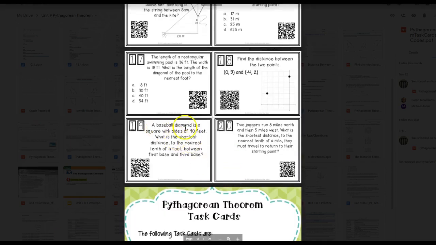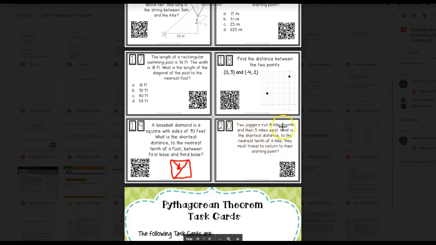Number 19, a baseball diamond is a square with sides of 90 feet. So you have your square and every side is 90 feet. To the nearest tenth of a foot, that means one place after the decimal, between first base and third base. So you need to cut through it. So you will be looking for the hypotenuse.